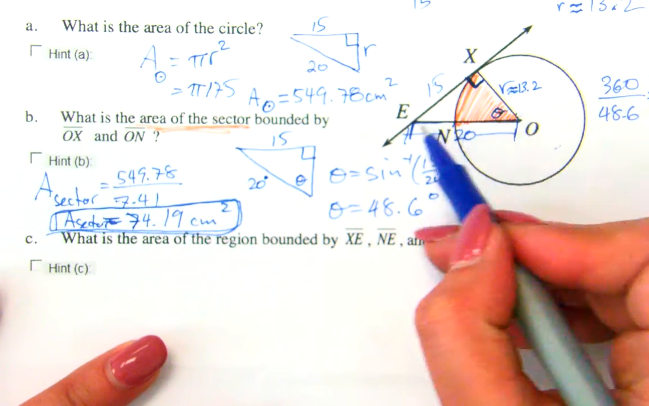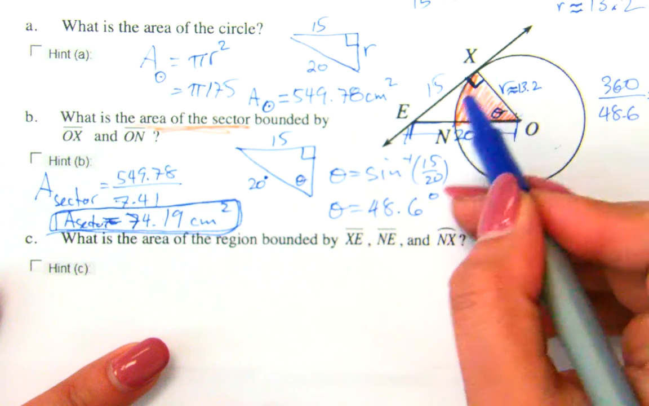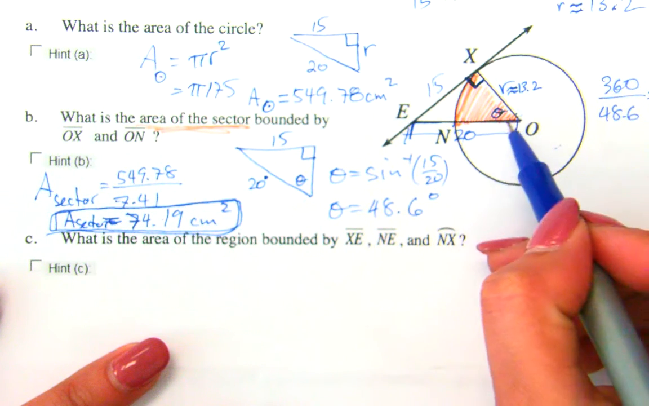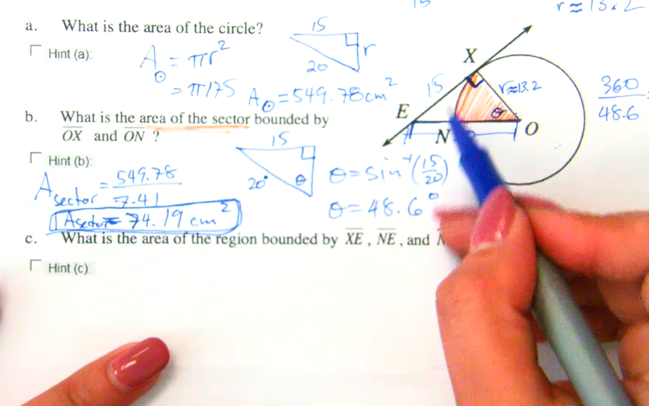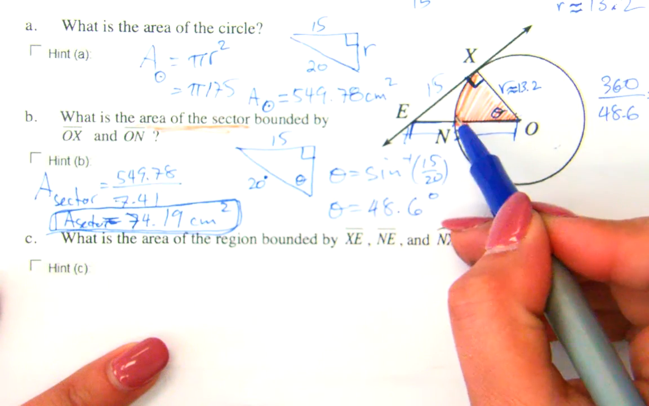So if you find the area of the triangle and then take out or subtract out the area of this orange sector, you should have this little funky piece hanging over here. Call it the shark fin. Look, that looks like a shark fin when you think about it.